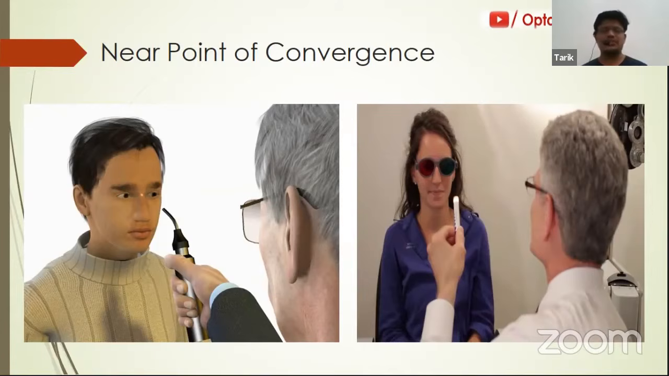Many times you can find that with the first method you get a normal value, but the moment you do a PLRG method, that is the pen light and green method, the amount of phoria becomes manifest and the patient gets a receded value of your NPC.